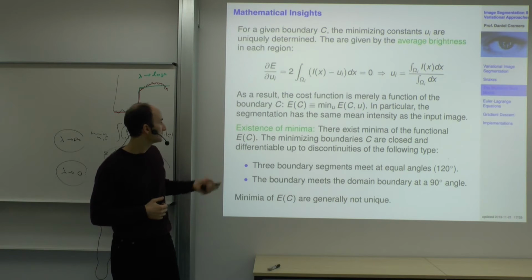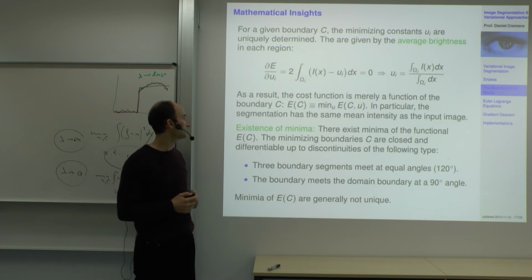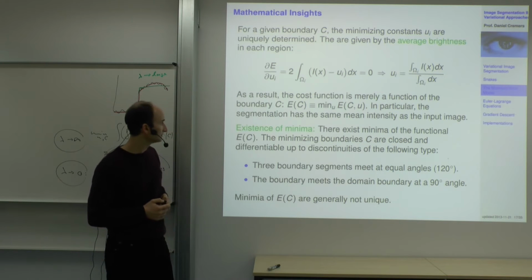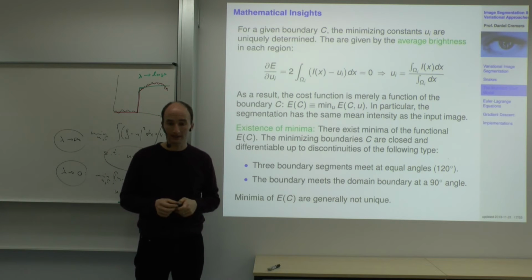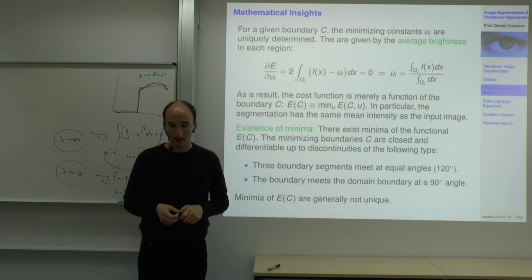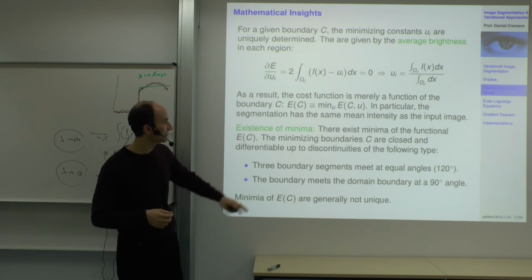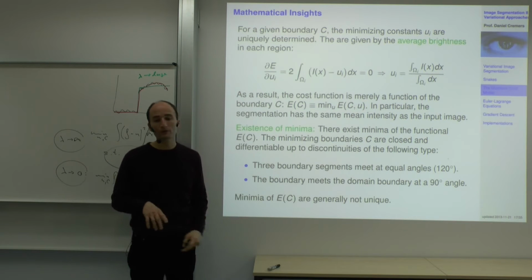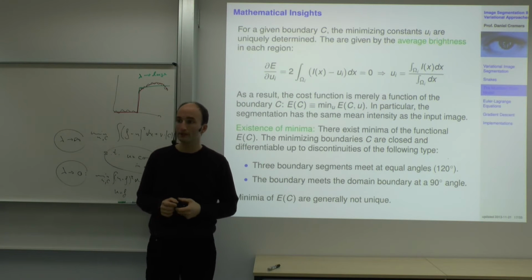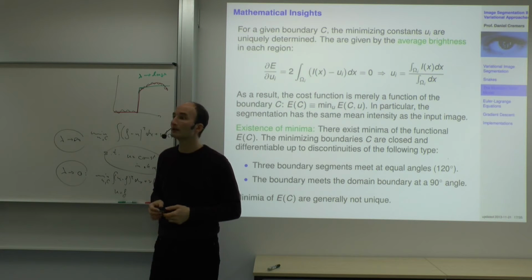Some results on this energy, E of C, let's call it. The minimizing boundaries, C, are closed and differentiable up to discontinuities of the following type. These are results that were proven in a number of papers in the literature, starting with the original Mumford-Shah paper.